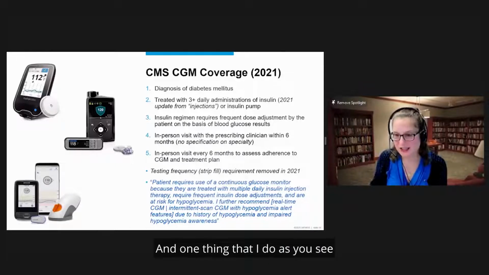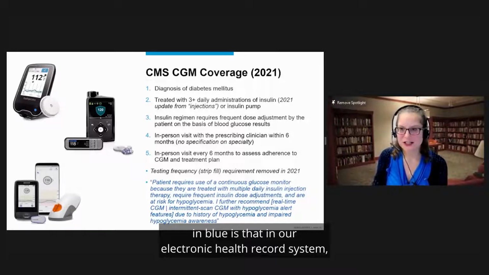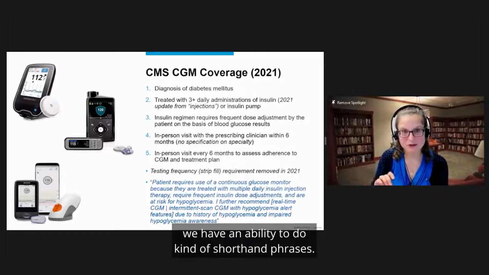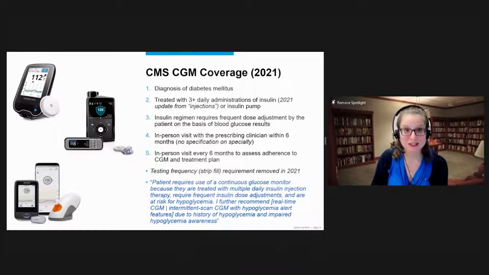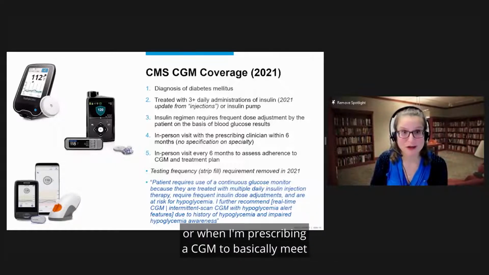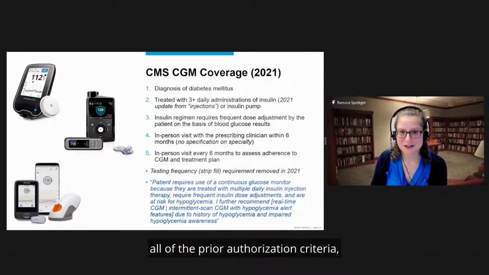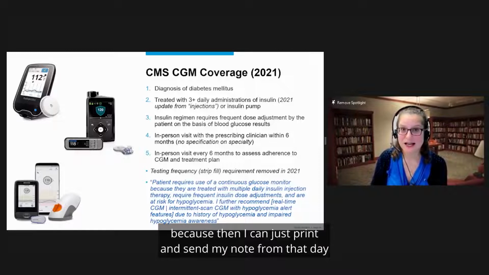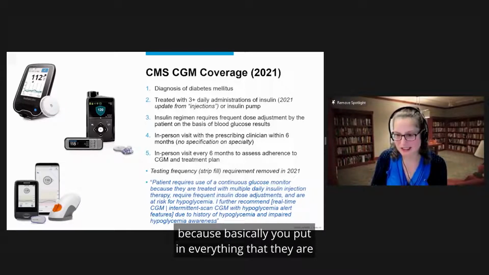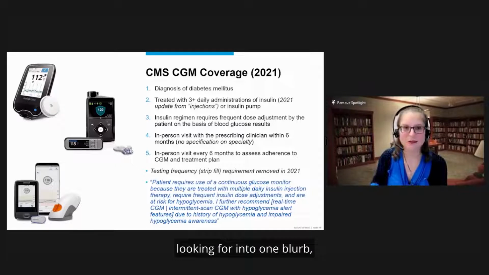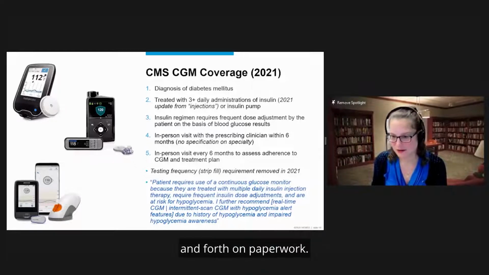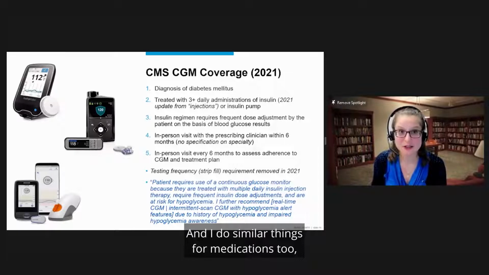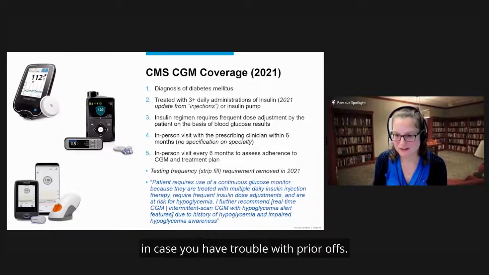And one thing that I do, as you see in blue, is that in our electronic health record system, we have an ability to do kind of shorthand phrases. So this is my smart phrase to put into my note every time I see a patient with a CGM or when I'm prescribing a CGM, to basically meet all of the prior authorization criteria, because then I can just print and send my note from that day and take care of all those prior auth letters. Because basically you put in everything that they're looking for into one blurb. It's actually bolded as prior authorization specification, and just eliminates a lot of that back and forth and paperwork. And I do similar things for medications too, in case you have trouble with prior auths. So next slide.